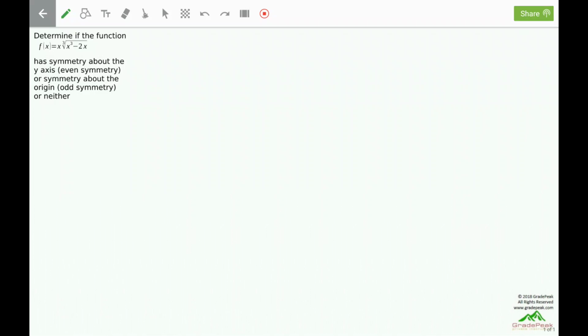Determine if the function f of x equals x times the cubed root of x cubed minus 2x has symmetry about the y-axis, also known as even symmetry, or symmetry about the origin, also known as odd symmetry, or neither.